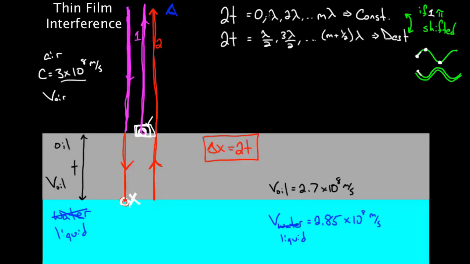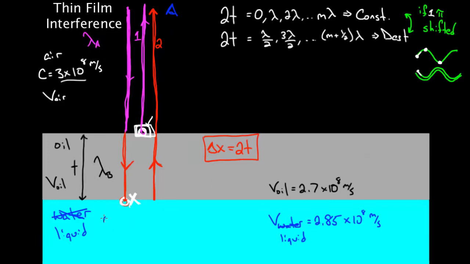Look at this wavelength. There's going to be a certain wavelength in the air, or this material 1. I'll call it lambda A. It could be air, or anything else that light can travel through. And then it's also going to have a certain wavelength in the oil, and that wavelength is going to be different. I'll call this wavelength B. It's going to be different from the wavelength in the first material if the speed is different.